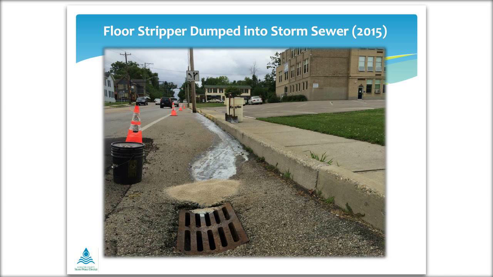In this particular community, they have had several incidents where they've had milky colored water in their streams, and they did not know where this was coming from. Normally he would just dump it in the floor drain inside the school, and that drain was actually going to the storm sewer, so no one knew where it was coming from for a while. Well, he dumped it in the street, and we found out.